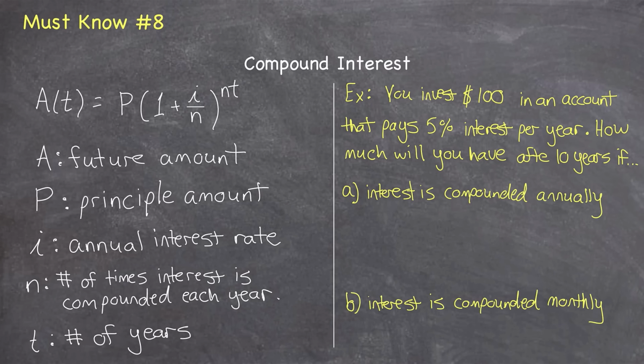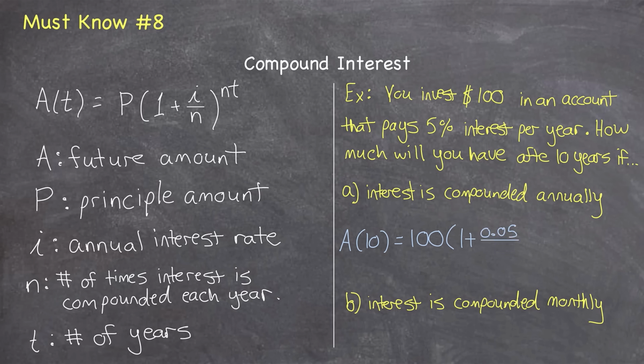If we want to calculate the amount in the account after 10 years, I can find the amount after 10 years by taking my initial investment of $100 and multiplying it by 1 plus the annual interest rate, which is 5%. Now, when we sub that into our formula for the interest rate, we have to sub it in as a decimal value. So 5% means 5 out of 100. So 5 divided by 100 is 0.05.